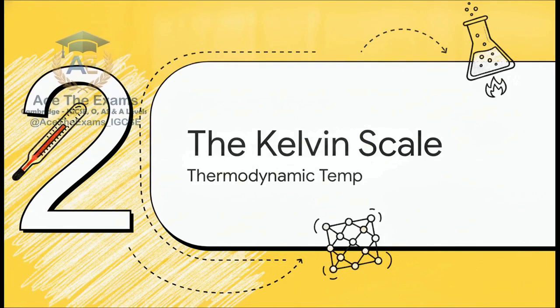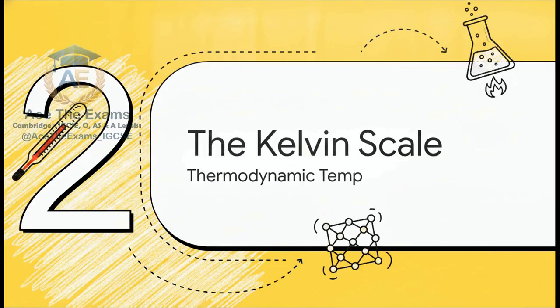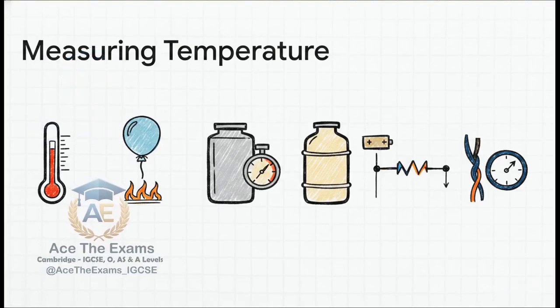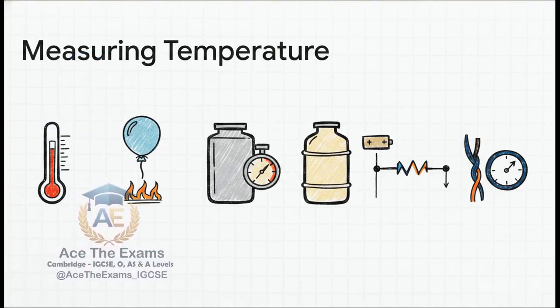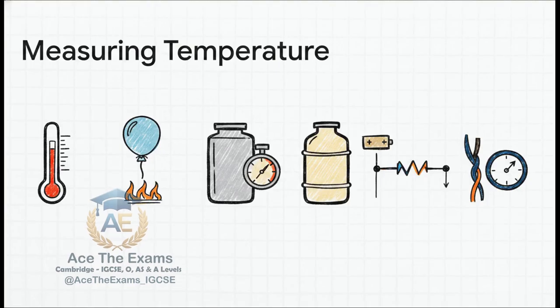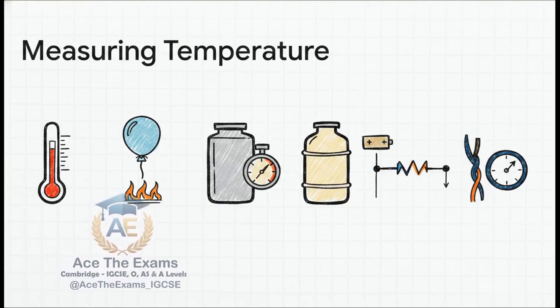Now that we thoroughly understand that temperature dictates energy flow, let's explore how we actually measure it, and how Cambridge expects you to differentiate between everyday measurements and thermodynamic scales. To measure temperature in the real world, we have to rely on the physical properties of materials that change in a highly predictable way as things heat up or cool down.